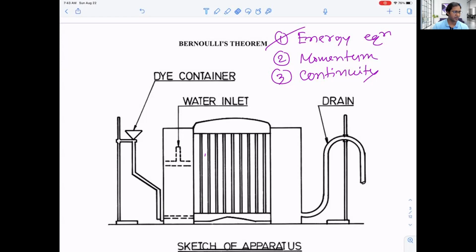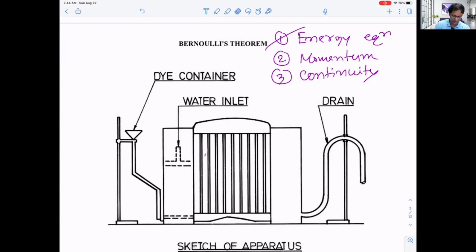So what happens with the internal energy? Internal energy is basically due to molecular agitation, right? Due to temperature increase or decrease. So that is related to internal energy. And heat energy, you can subtract from, or even add to, the system. But what happens with the potential energy, the pressure energy and the kinetic energy?